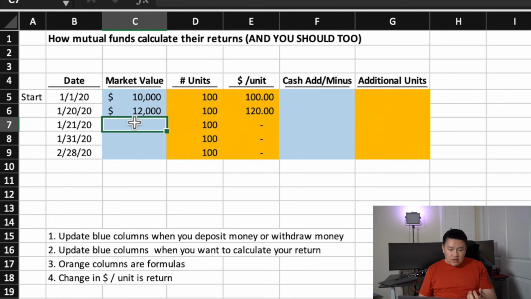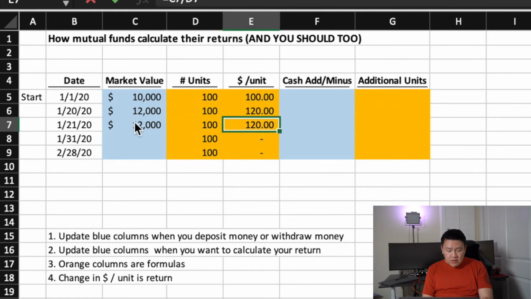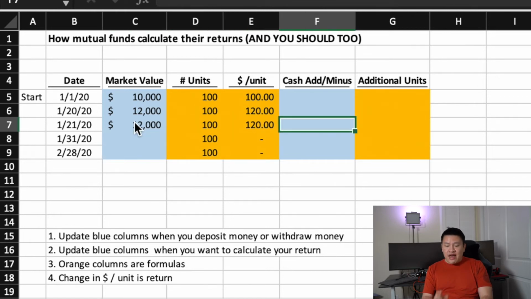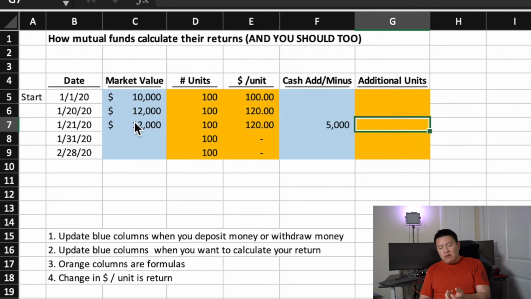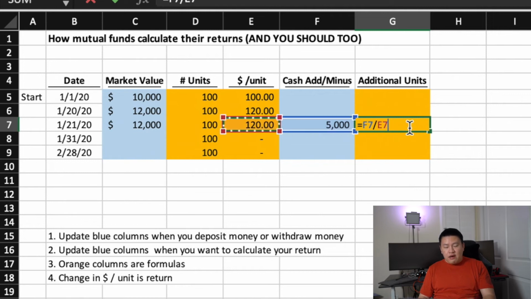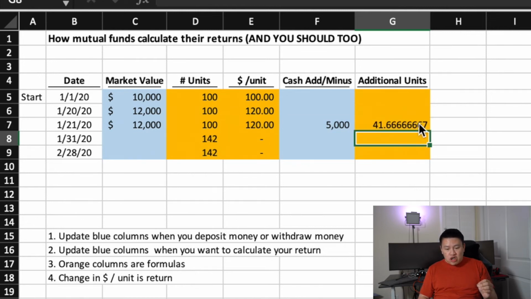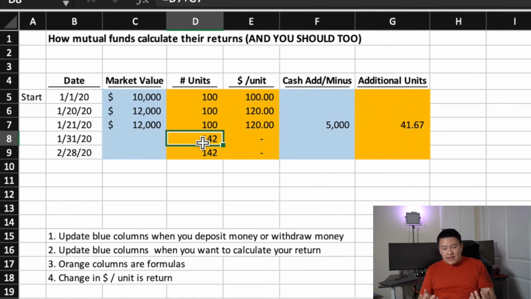So on January 21st, let's say I still have $12,000 at the beginning of the day, which is 120 per unit. I am going to add $5,000 of cash, which you'll see here. And this column here, which talks about additional units, also ends up being a formula. So essentially, if I am depositing $5,000, I want to take $5,000 divided by the current unit price at that time. So I would be essentially buying 42 more units, okay? So that means that my unit price starts off at 142.